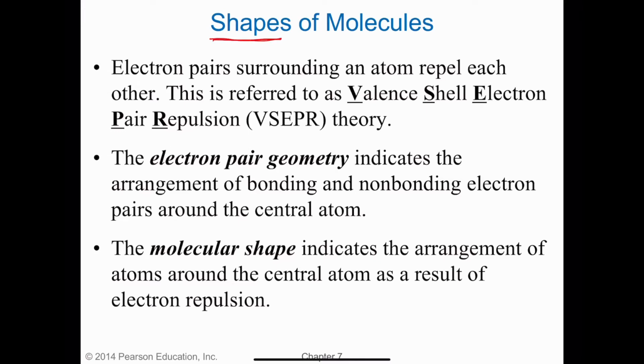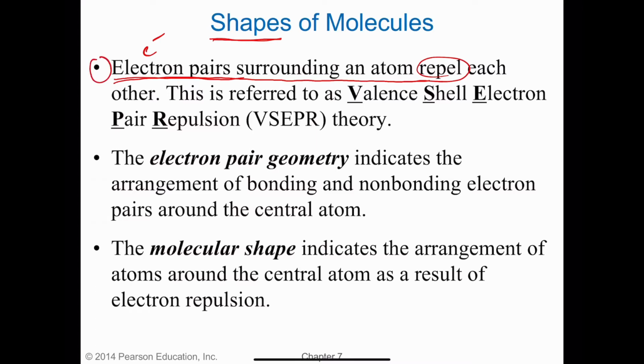Well, keep in mind that electrons are negatively charged, and opposites attract. So positive is attracted to negative, and that also means a negative would be repelled from another negative charge. So the electron pairs surrounding an atom are going to repel each other. Electron pairs could be any pair of electrons, whether it's a lone pair that's not in a bond or two electrons that are in a bond.